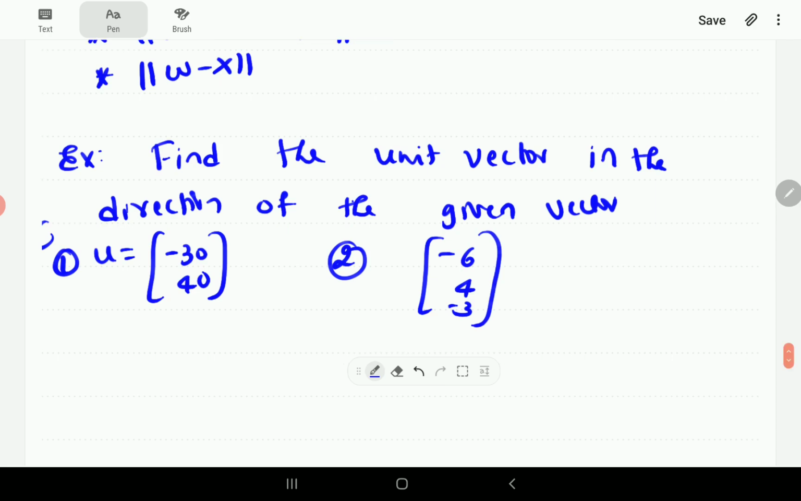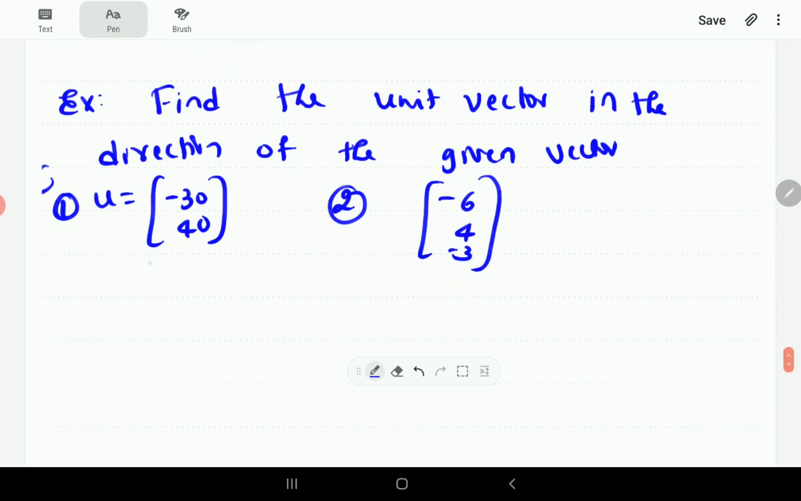What you'll be doing, guys, when you want to find the unit vector in this direction: first find the norm of the given vector. Compute the norm of u. If you want, you can take the norm of u squared and then take the square root, up to you. Then the unit vector v will be u divided by the norm of u. Divide the given vector by its norm, and you'll get the unit vector in that direction.